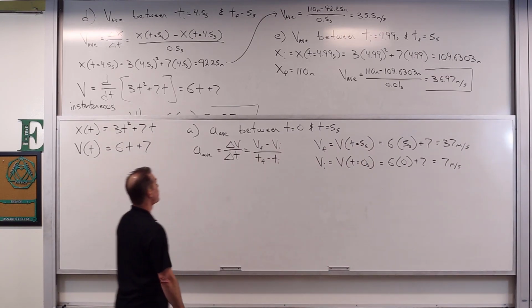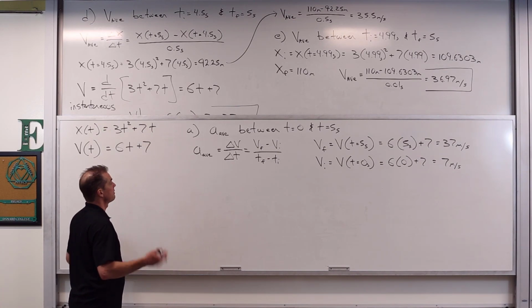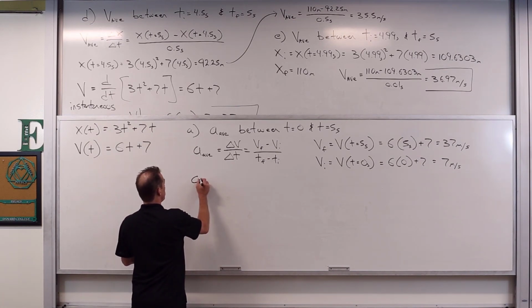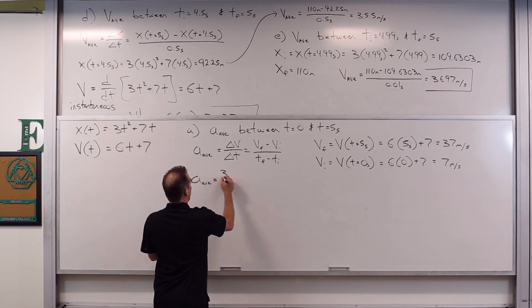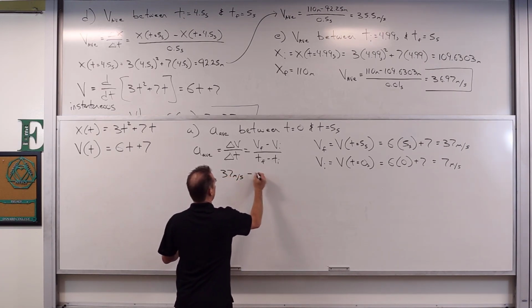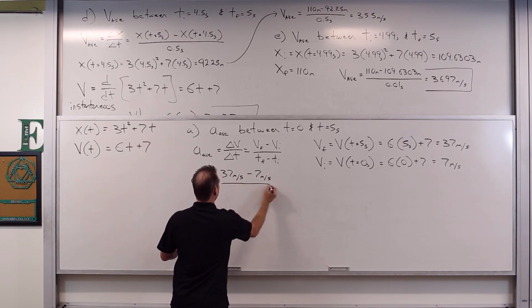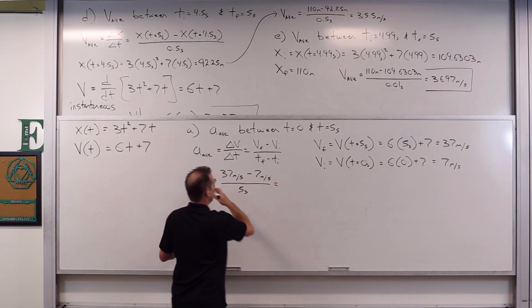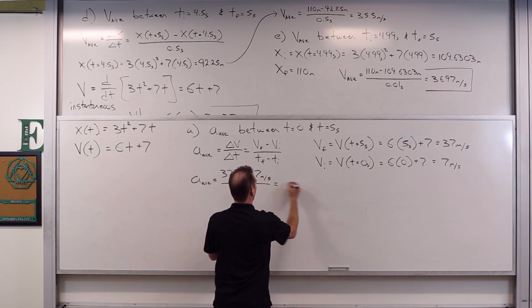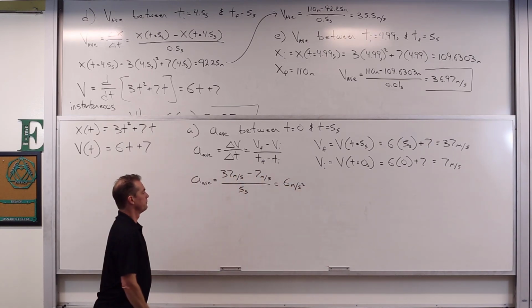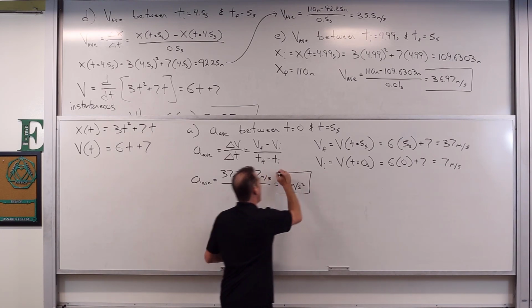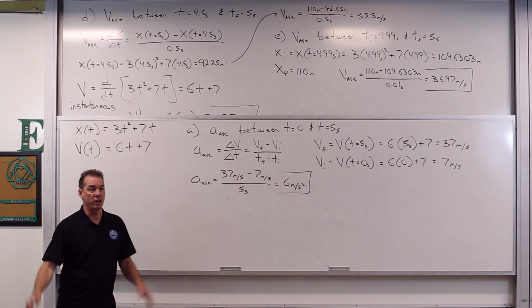All right, so what can we do with this? Well, we just do it. We've got ourselves that a average is going to be equal to 37 meters per second minus 7 meters per second divided by 5 seconds. Well, that's going to be 30 divided by 5, which is going to be equal to 6 meters per second squared. There is our average acceleration.